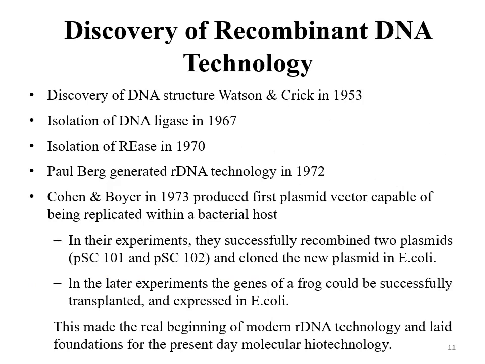After the discovery of DNA structure by Watson and Crick in 1953 and the isolation of DNA ligase in 1967, scientist Paul Berg generated the recombinant DNA technology concept in 1972. But modern DNA technology has its roots in the experiment performed by Boyer and Cohen in 1973. They produced the first plasmid vector, which is capable of being replicated within the bacterial host.